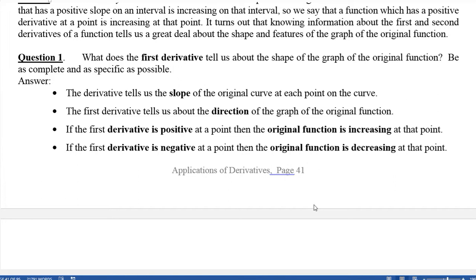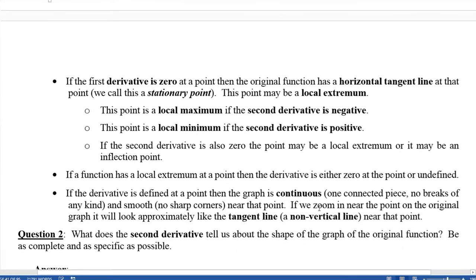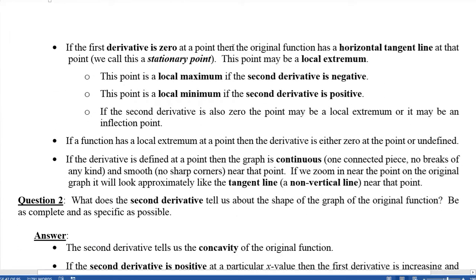Now, if the first derivative is positive on a whole interval, then definitely the function is increasing on that interval. Similarly, if a function has a negative derivative on an interval, then that original function is decreasing on that interval. We have to be really careful when we're talking about these things to be clear whether we are talking about the original function, the first derivative, or the second derivative.